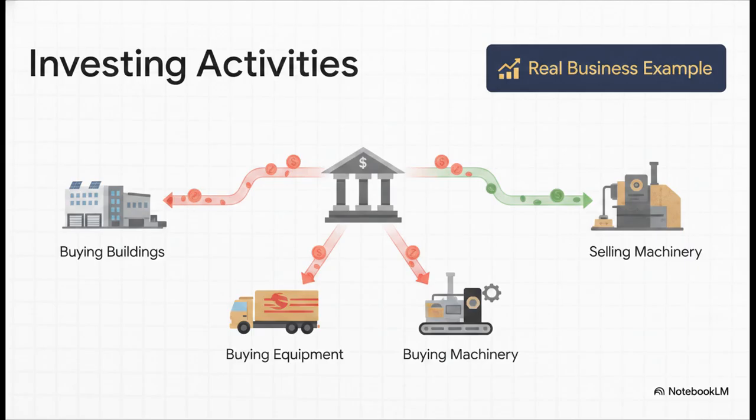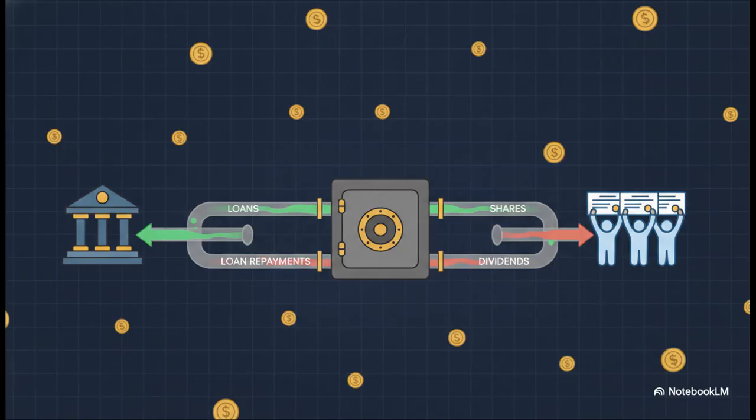Conversely, if the business decides to sell off an old piece of machinery they no longer need, the cash coming in from that sale also falls right under investing activities. The third and final bucket is financing activities. This tracks all the cash that involves the business's owners and its external lenders. Essentially, it shows how the business raises its capital to survive or expand.